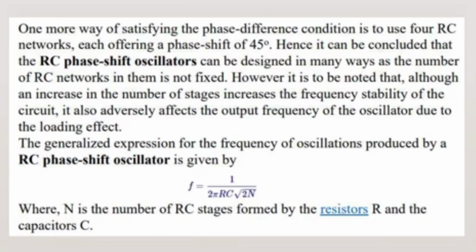However, it is to be noted that although an increase in the number of stages increases the frequency stability of the circuit, it also adversely affects the output frequency of the oscillator due to the loading effect. The generalized expression for the frequency of oscillation produced by an RC phase shift oscillator is given by F equal to 1 by 2 pi RC root 2n, where n is the number of RC stages formed by the resistor R and the capacitor C.